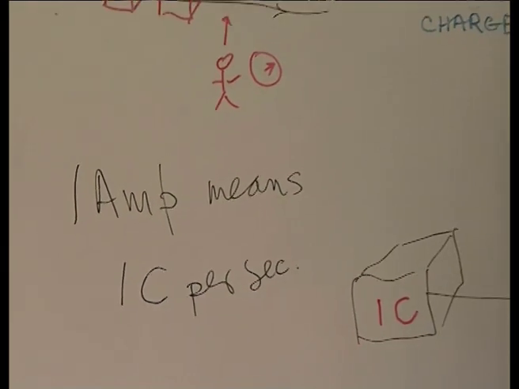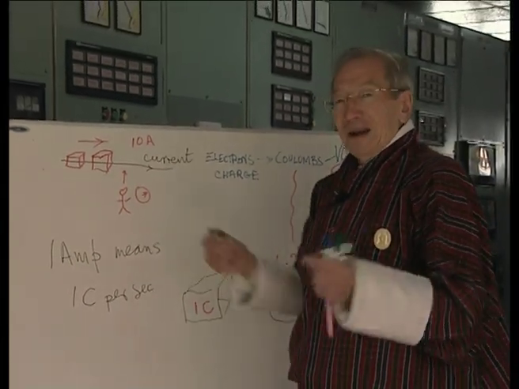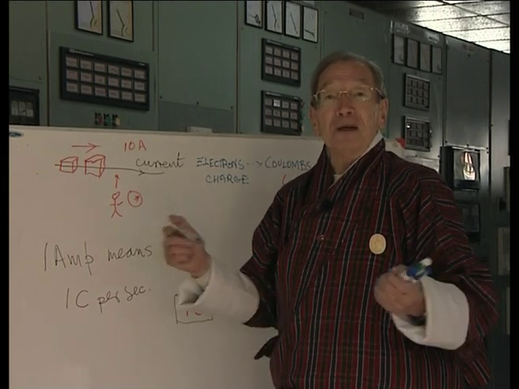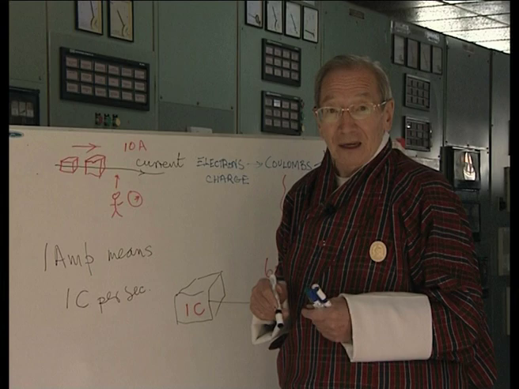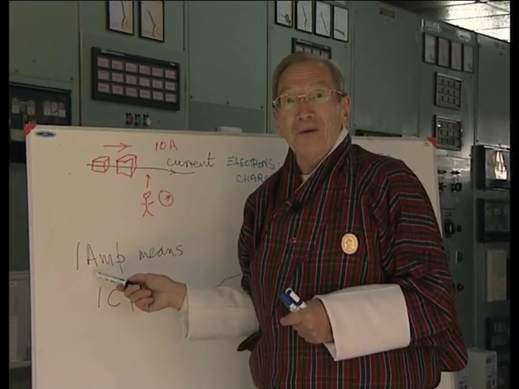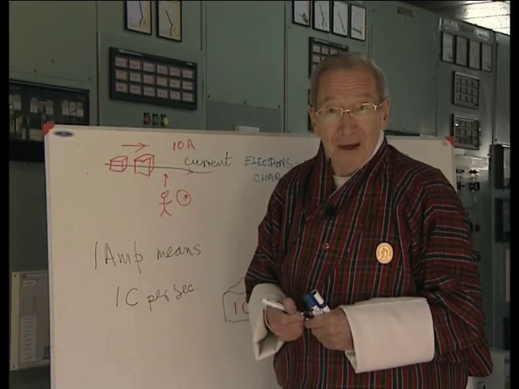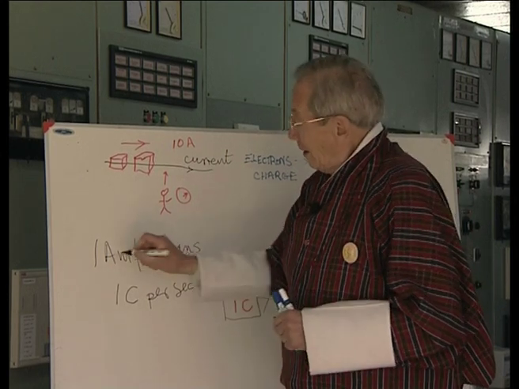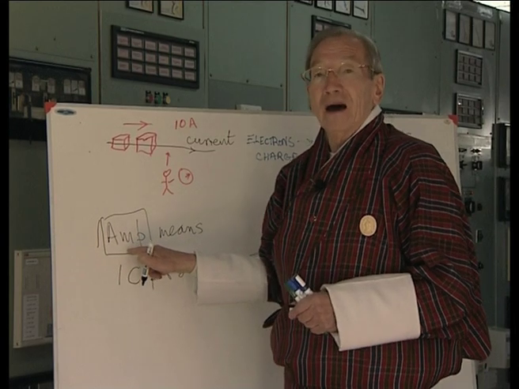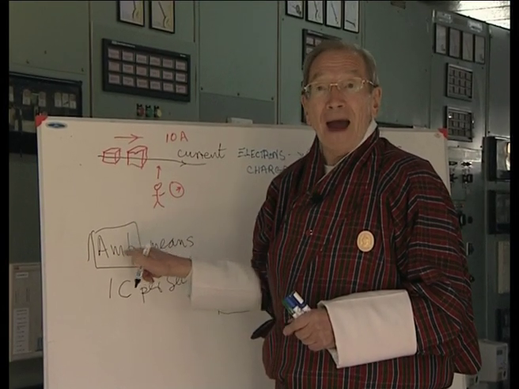So why don't we just say 1 coulomb per second? Why do we have another word, amp? Well, when people started to learn about electricity, there were some scientists who made big contributions to our understanding. And one of them was a Frenchman called Henri Ampère. And so to honor him, we have called 1 coulomb per second an ampere, which is shortened to amp.